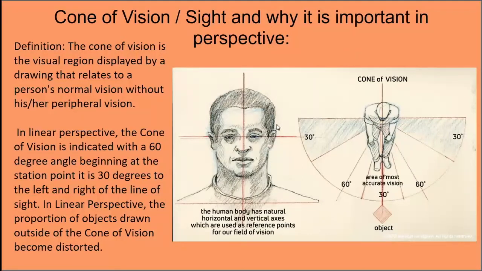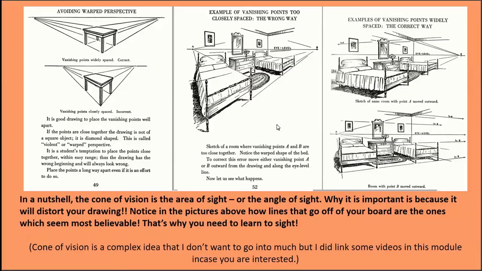And this all will make sense. Don't freak out. None of this is important for you to know right away, but I do want you to know that it exists. In linear perspective, proportions of objects drawn outside the cone of vision become really distorted. So here's the important thing to remember. In a nutshell, the cone of vision is the area of sight, or the angle of sight. Why it's important is because it distorts your drawings if you don't use it conscientiously.